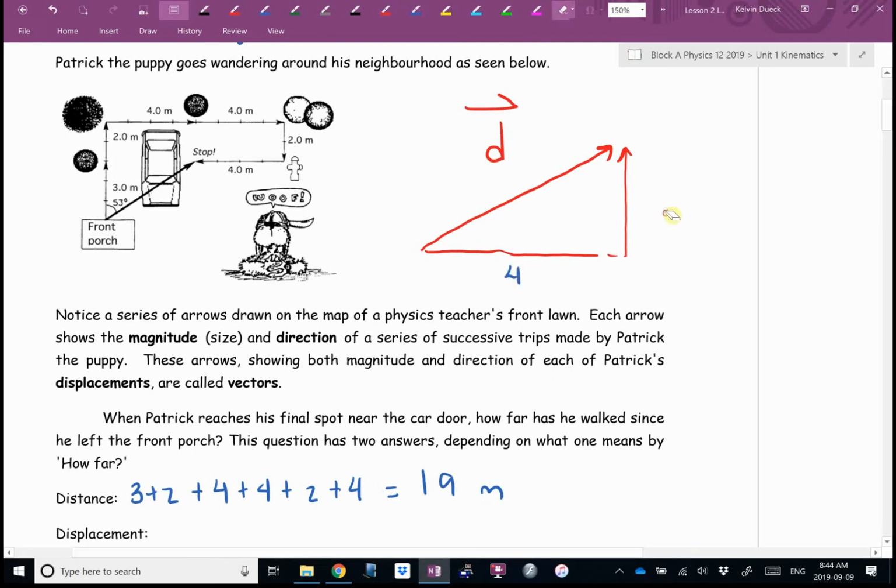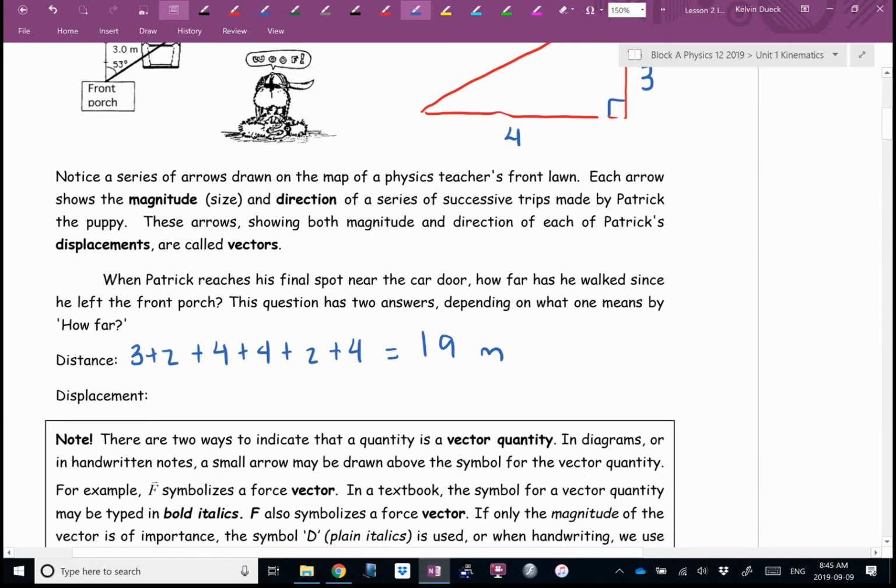How long is the vertical part of this triangle? I don't think it's 7. 3. And so I can find the magnitude by using Pythagoras, which is what? By the way, this is the 3, 4, 5 triangle. I think if you do this, you'll go 4 squared plus 3 squared equals, and you'll get 25, and then when you square root, you'll get 5. So I think the magnitude of the displacement is 5 meters.